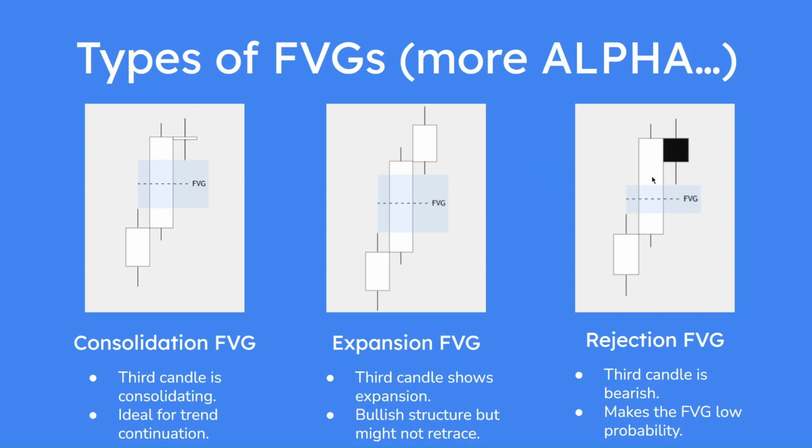The third one is a rejection fair value gap, where the third candle is a bearish candle which suggests that the price might oppose the order flow and weaken the bullish trend. This shows lack of conviction in the fair value gap that is formed, where we are expecting the fair value gap to act as a support for the price, and the fair value gap becomes low probability.